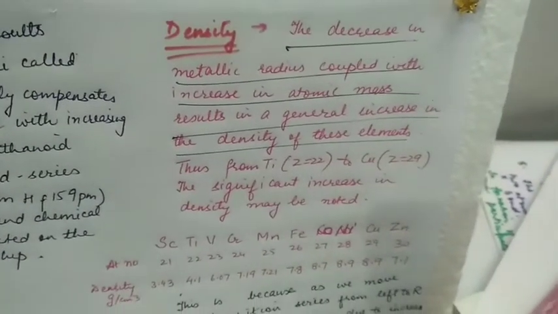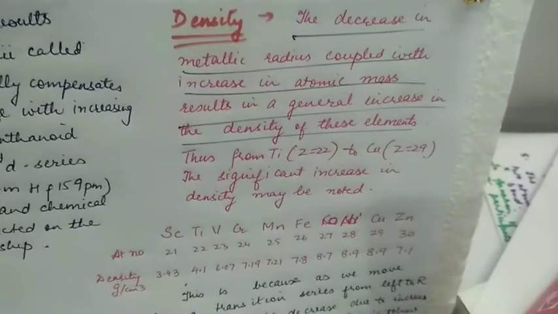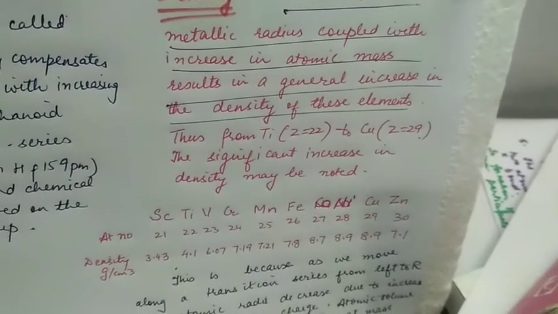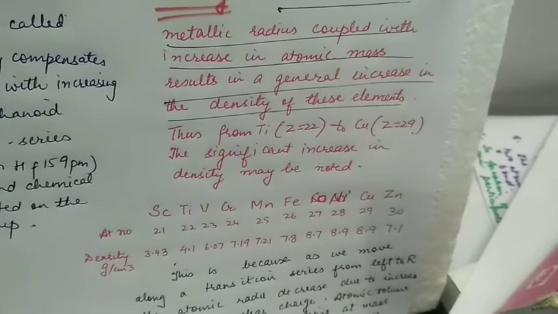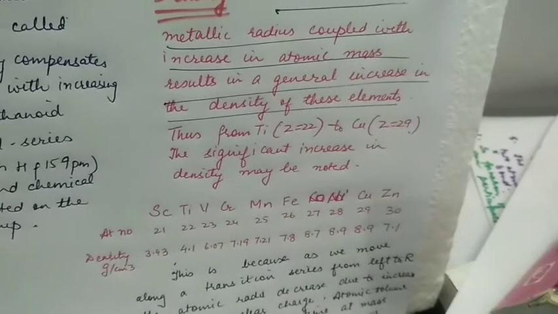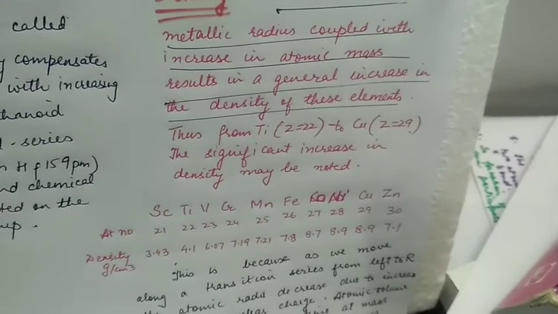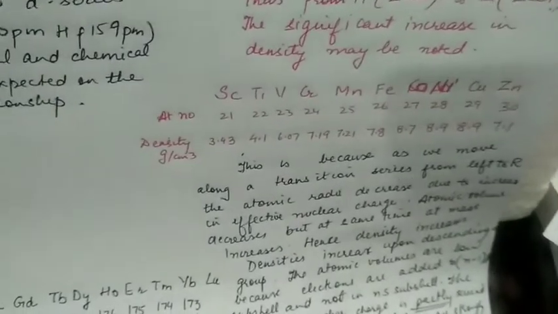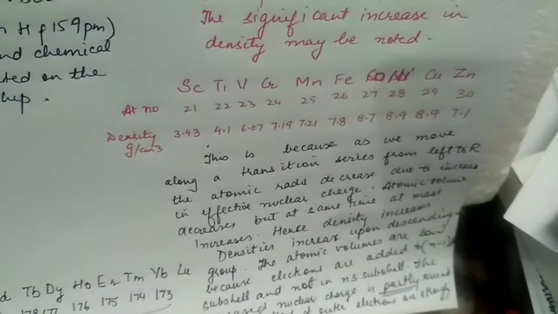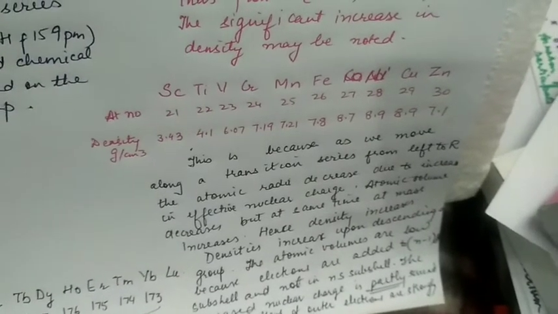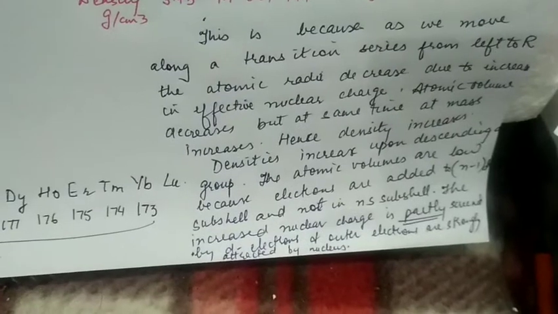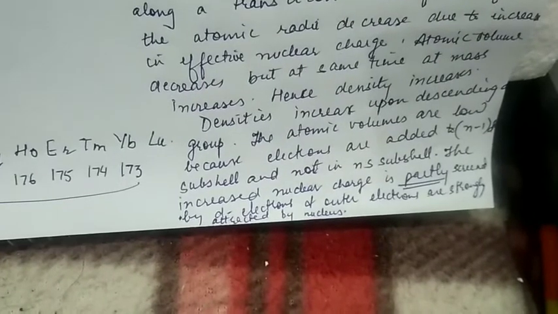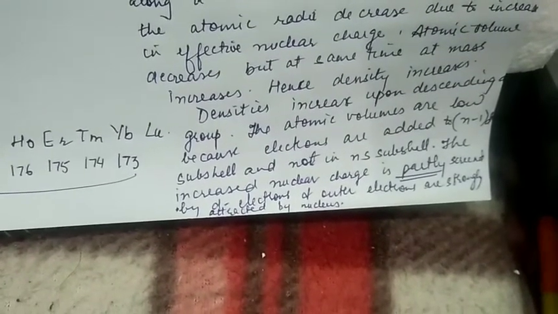Next property is density. The decrease in metallic radius coupled with increase in atomic mass results in general increase in the density. Density is mass upon volume. Mass is increasing, volume is decreasing, so density is increasing. So from titanium to copper there is a significant increase in densities. For scandium, density is 3.43, titanium 4.1, then 6.07, 7.19.